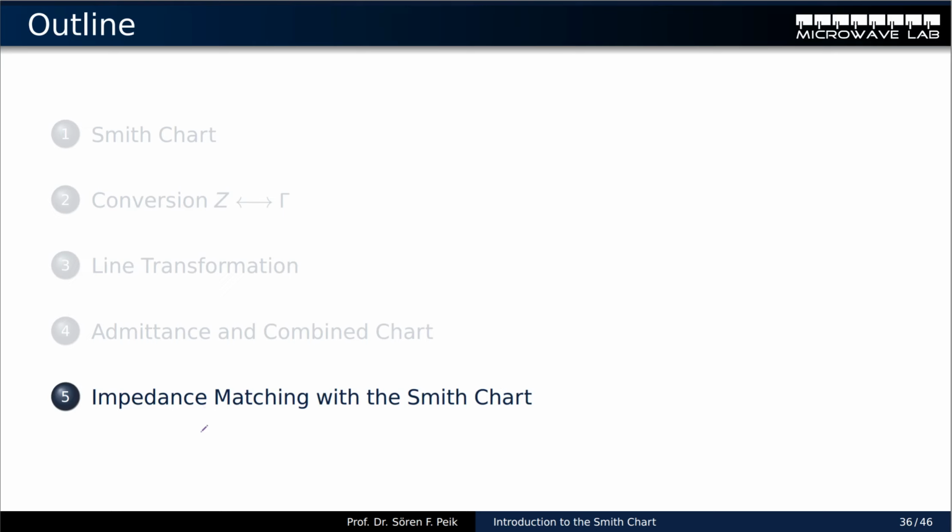Okay, the next would be the impedance matching with the Smith chart, where you do the opposite. So I try to match arbitrary impedances to 50 ohms. This is something I do in a separate lecture because there are a lot of tricks involved and I want to show you in a different lecture.